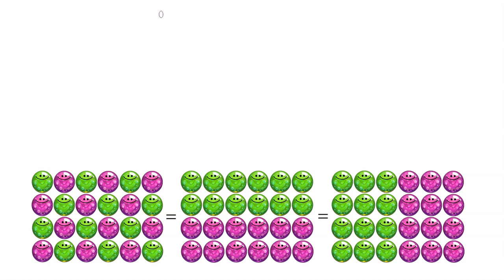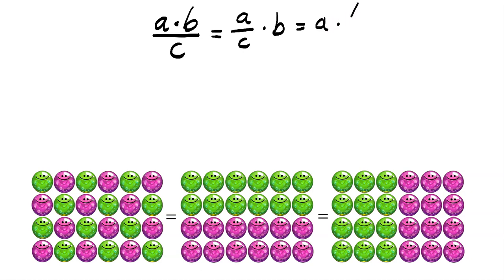If you want to divide a product of two numbers, a times b, by a third number, c, then you have to divide either the first number, but not the second one, or alternatively, divide the second number, but not the first.